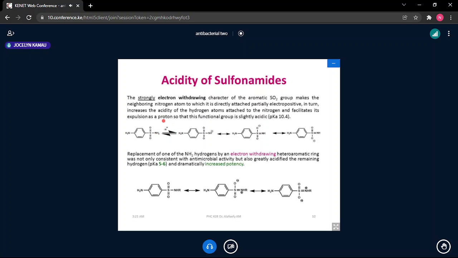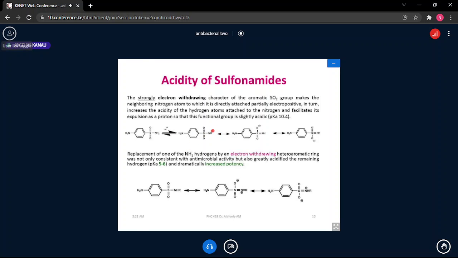And that is what explains the acidity of the sulfonamides or sulfanilamide. It is because of the sulfone group withdrawing electrons from the nitrogen, making it electropositive. In turn, it withdraws electrons from the neighboring hydrogen. The hydrogen becomes electron deficient, and therefore readily lost, and that gives us the acidity. So it attacks the nitrogen and facilitates its removal as a proton, so that this functional group is slightly acidic. pKa 10.4. That is sulfanilamide.